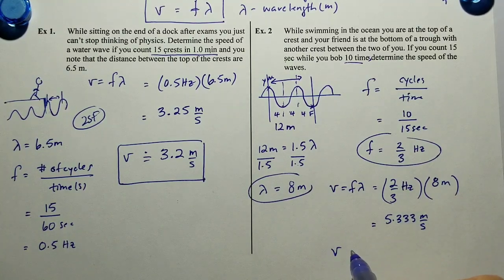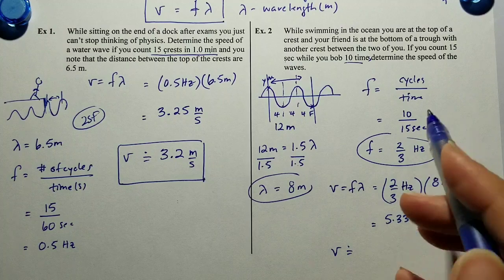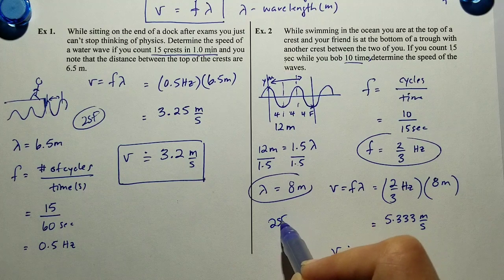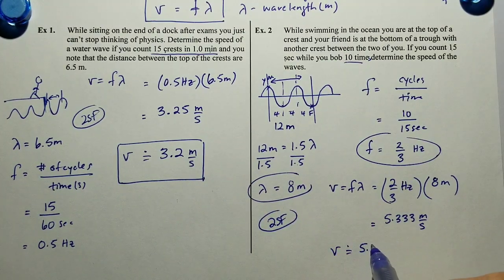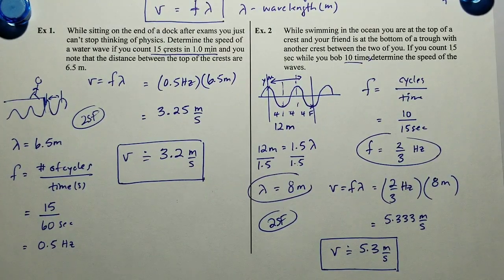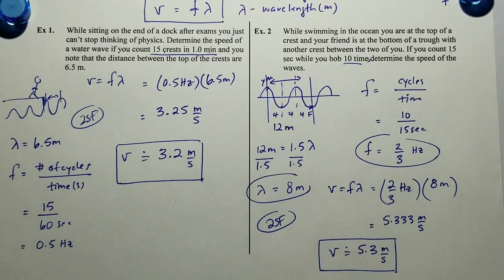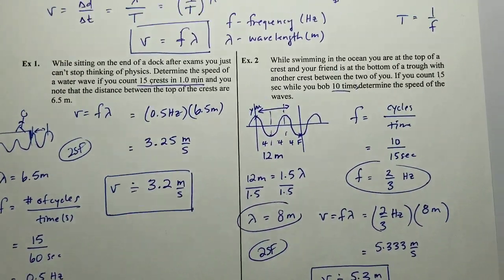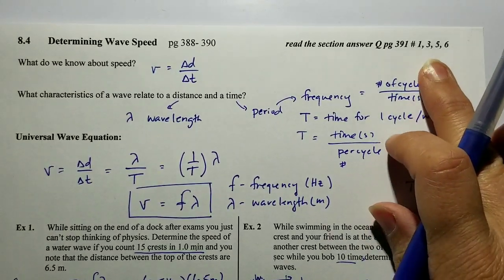All right. So the speed of the waves approximately, I'm going to go back here and look. This is a count. So I have 15 seconds. I gave you 12 meters here. Two significant figures. It's going to be approximately 5.3 meters per second. All right. So there's two examples of using that. Now, you should be able to rearrange that equation if you need to solve for frequency or lambda given the other two variables. Okay. So that's 8.4. And the questions to do are up here at the top of the page.